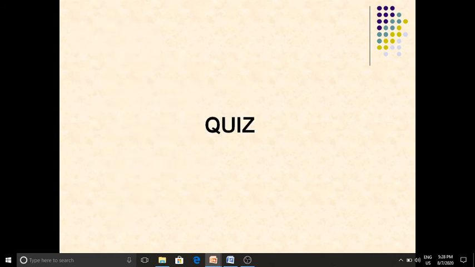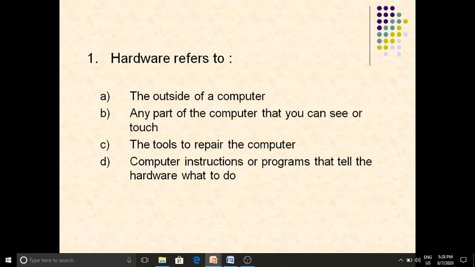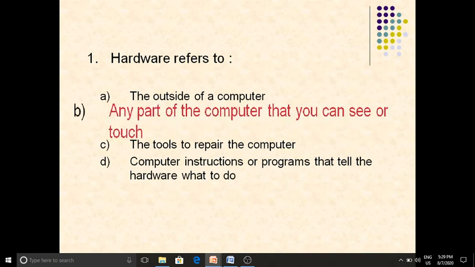Okay students, let us see some quiz questions here on the slide. Hardware refers to what? He has given four options. Hardware refers to the outside of a computer, any part of the computer that you can see or touch, the tools to repair the computer, the computer instructions or programs that tell the hardware what to do. So what is the option here? B. Any part of the computer that you can see or touch is nothing but hardware.